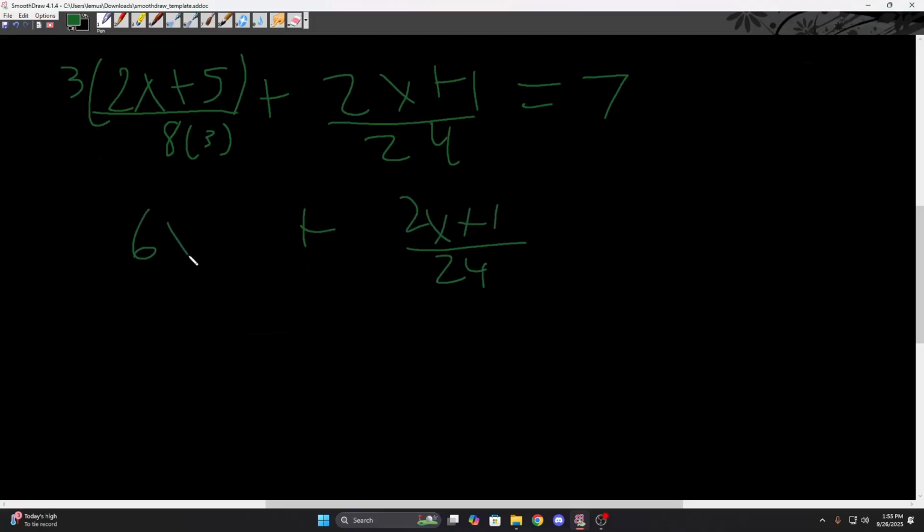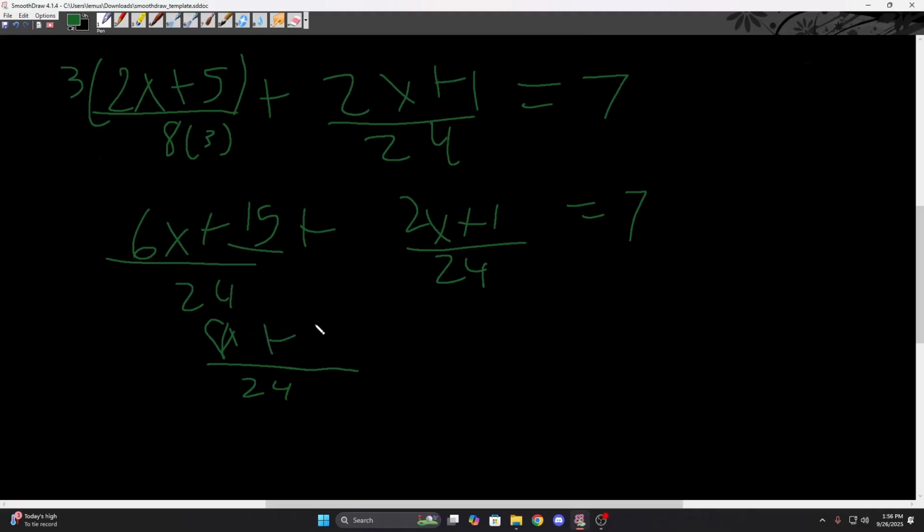Now you have 6x plus 15 over 24. Now you add like terms. And then you should have 6x plus 2x, which equals 8x. Then 15 plus 1 equals 16.